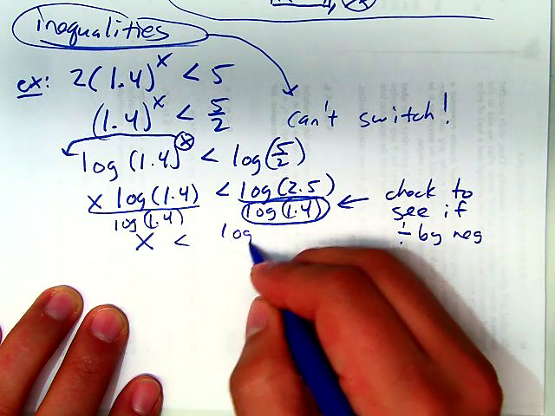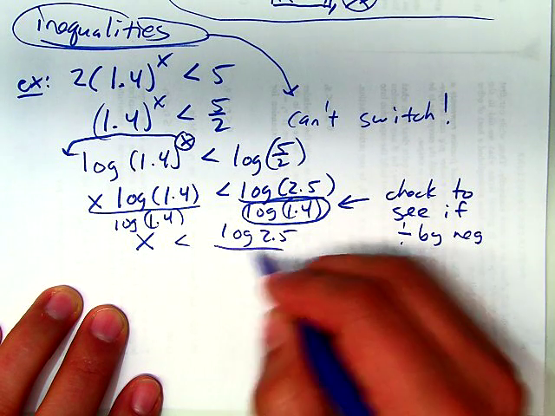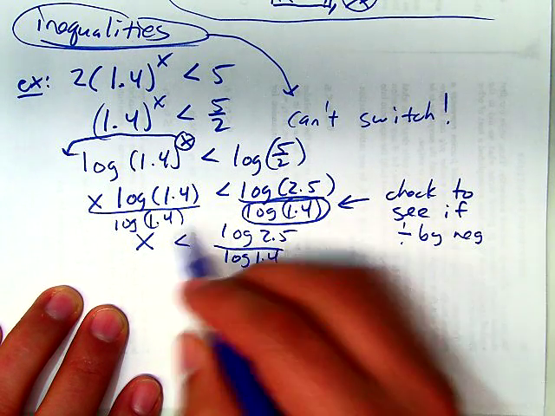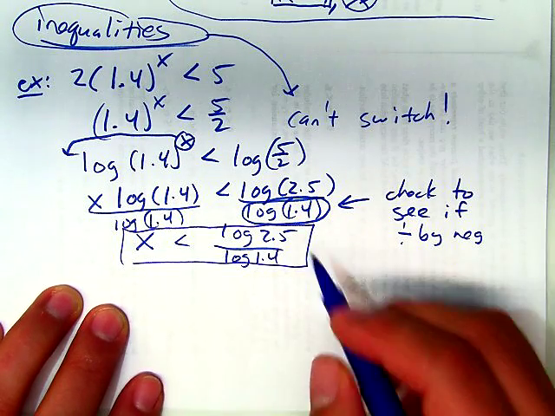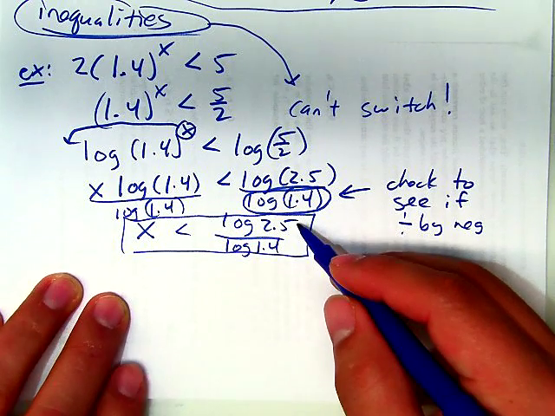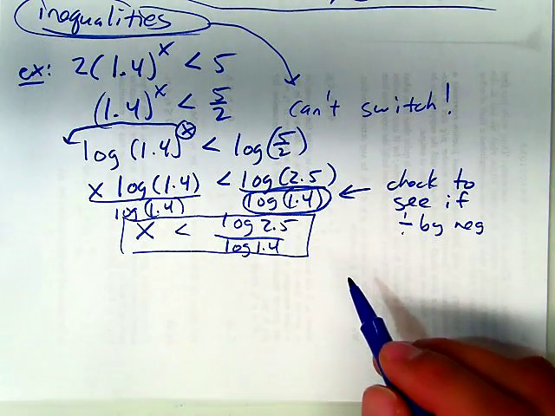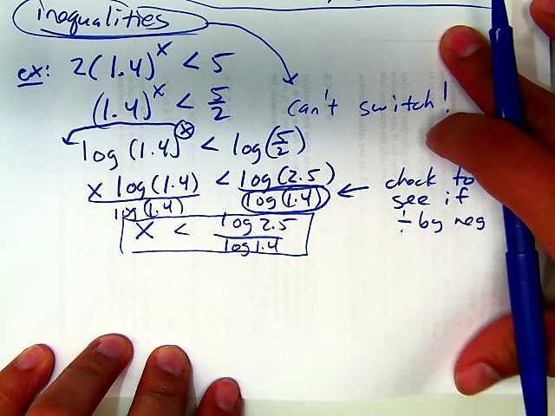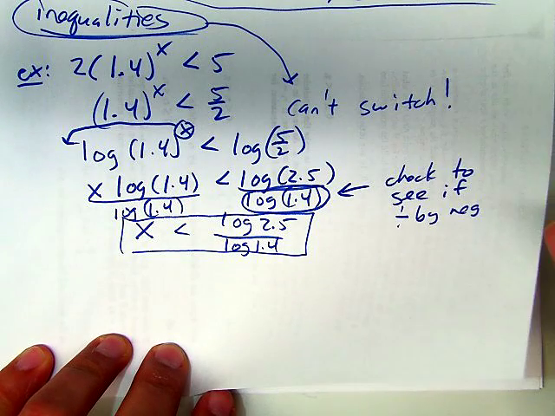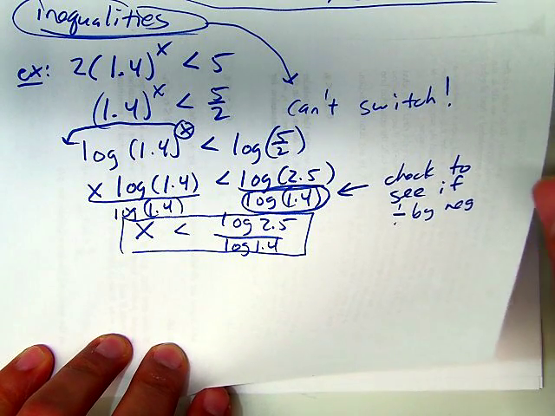Then x is going to be less than log of 2.5 over log of 1.4. And there's our exact answer for the inequality, and certainly you can type that in to get an approximation. Okay? Let's do maybe one or two more quick ones.